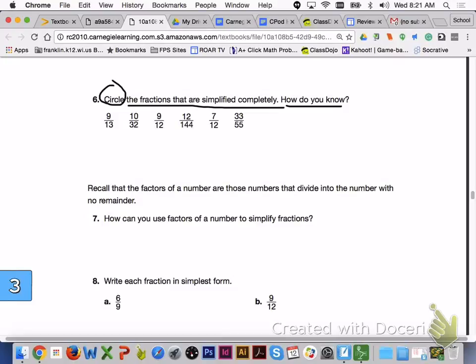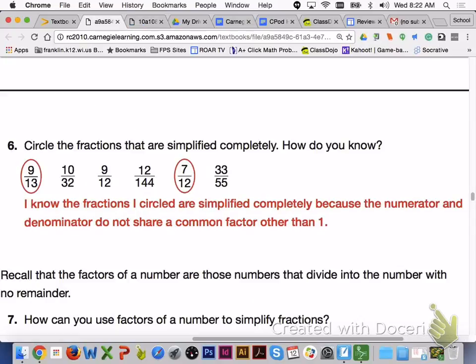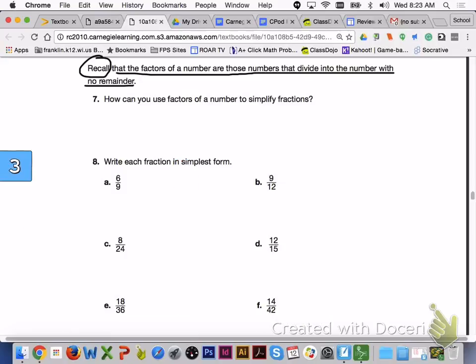Turn to page 158, answer number 6 with your group members. 9/13 and 7/12 are the only fractions that should be circled that are completely simplified because the numerator and denominator do not share a common factor other than 1. Recall that the factors of a number are those numbers that divide into the number with no remainder. Answer number 7 with your group members.